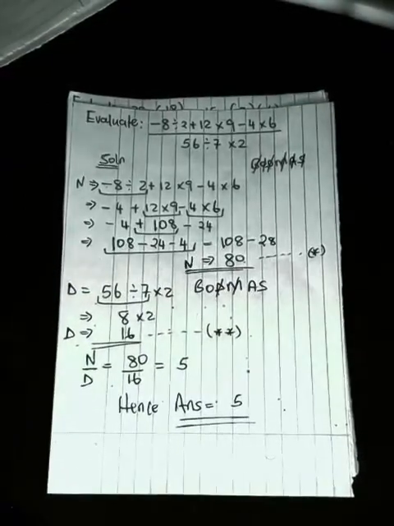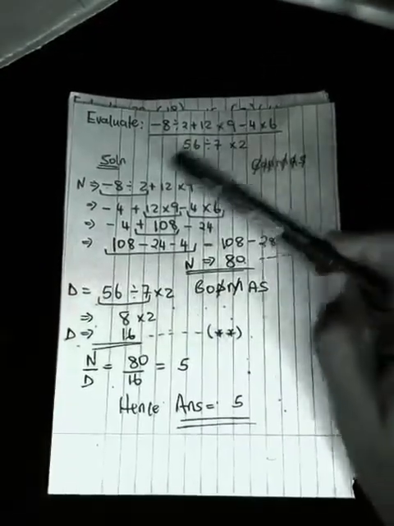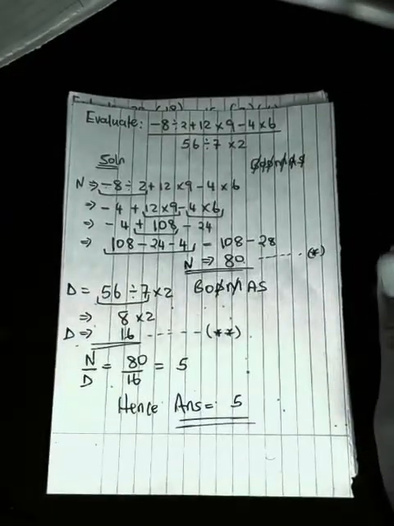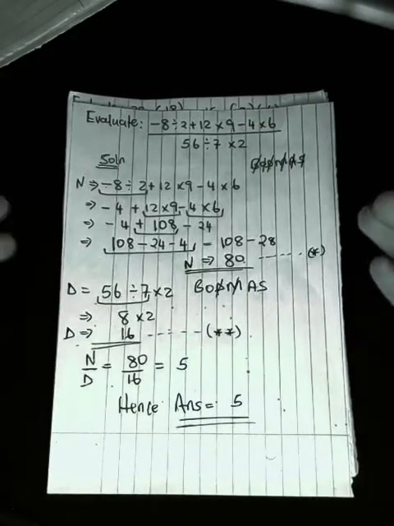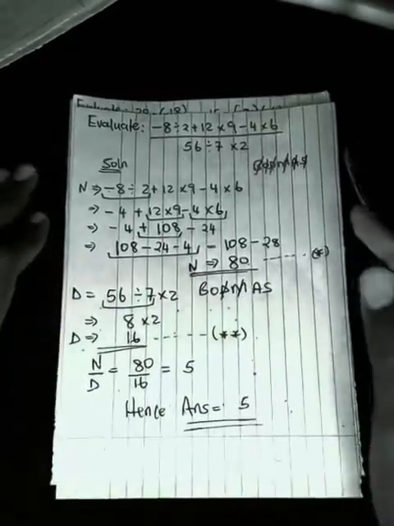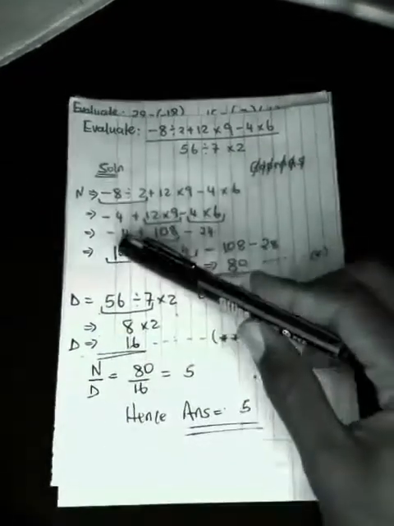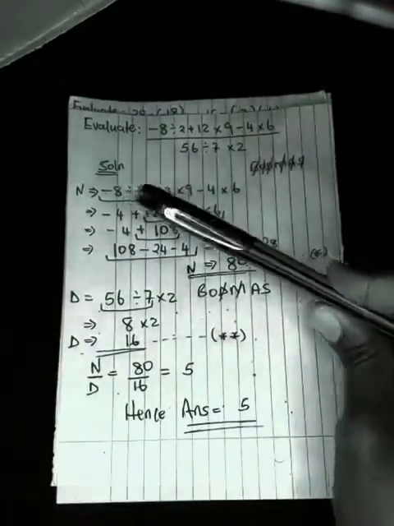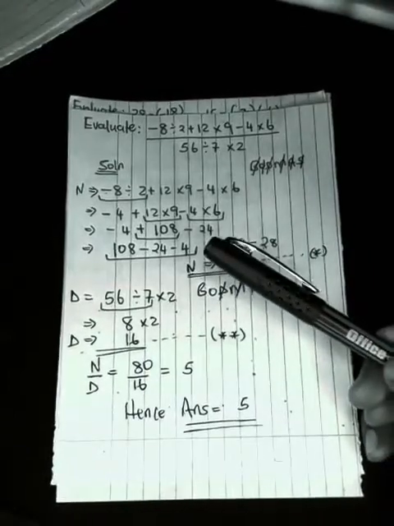As you can see in this particular question, we are being asked to evaluate this number. There is division, addition, multiplication, and subtraction, and we want to use the concept of BODMAS to compute this number without using a calculator. So there is the numerator. We want to first deal with the numerator separately and the denominator separately, and then we combine the answers.